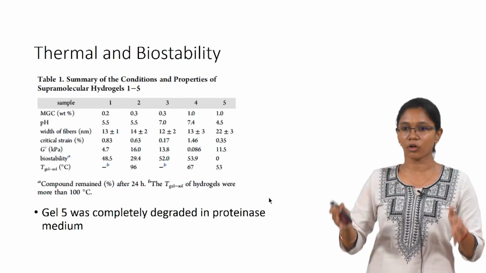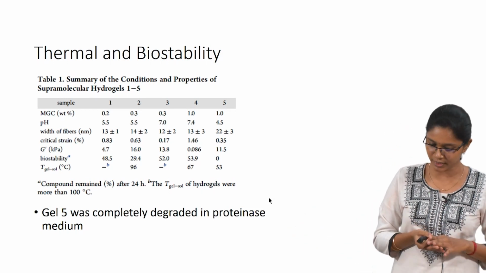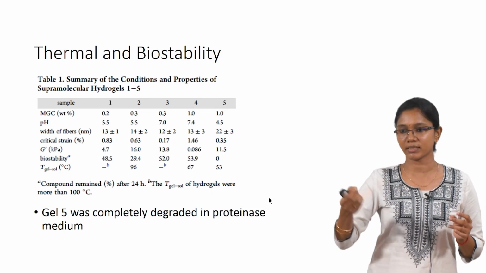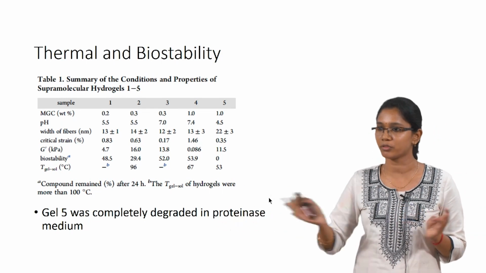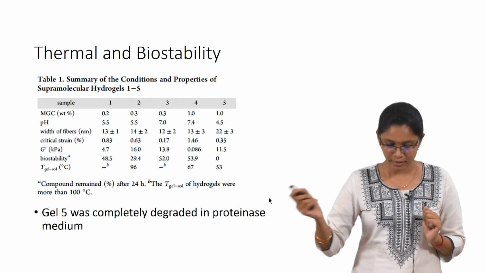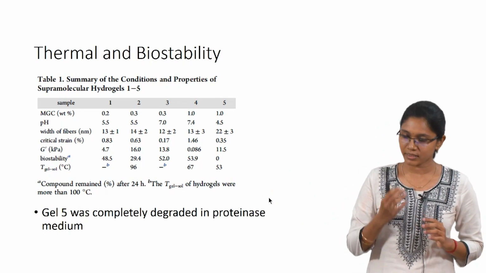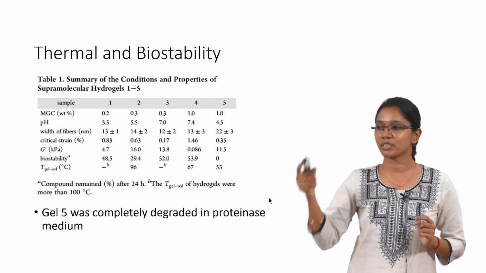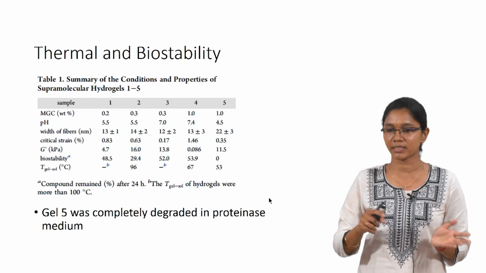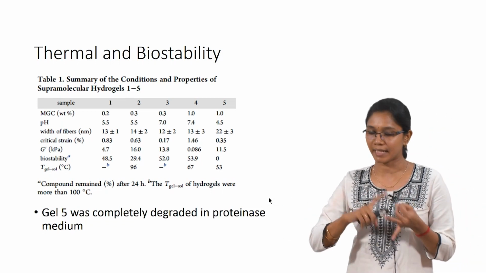And so they have summarized all the results in a table of how the thermal stability and the biostability of the system varies. So the MGC here stands for the gelator weight percentage at the concentration at which the gel is being formed for all these peptide gels. And then the pH at which the gel is being formed, and then the width of the nanofibers, the fiber diameter. And the strain percent is the strain at which this gel becomes a solution. So this also increases, or it depends, based upon the addition or absence of the glucose. And then we have the biostability and the T gel.